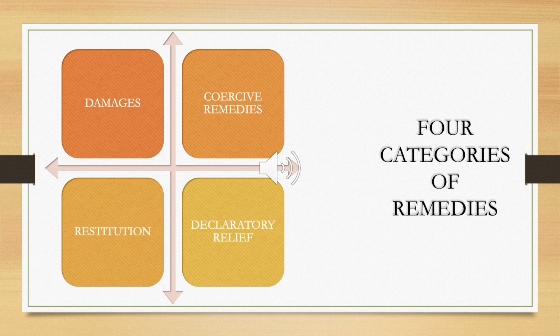Let's just remind ourselves of where we are in our study of the four quadrants. We started with the damages quadrant, spending a substantial time reviewing compensatory, nominal, and punitive damages. We are now in the realm of what we are calling coercive remedies.